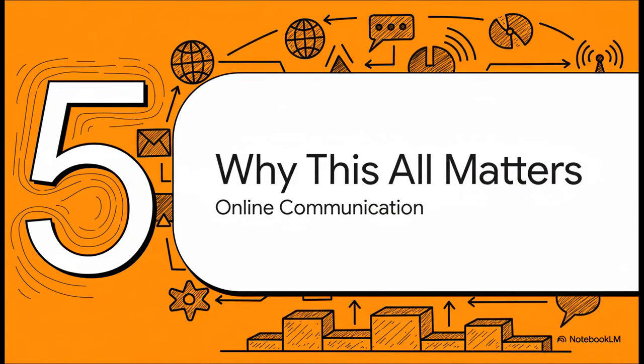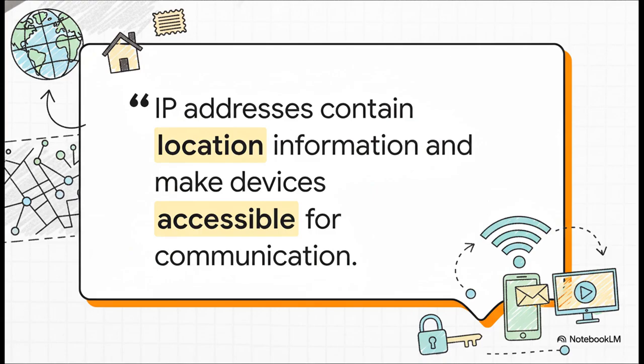So, we've covered versions and types, public and private, static and dynamic. But let's zoom back out. Why is understanding any of this so important? Because this entire system is the bedrock, the absolute foundation of how we communicate online. This quote here, it really gets to the heart of it. An IP address does two fundamental things. It provides a location, kind of like a digital zip code, and it makes your device reachable. Without both of those, sending an email or streaming a video would be totally impossible. It provides both a unique identity and an open door for communication.